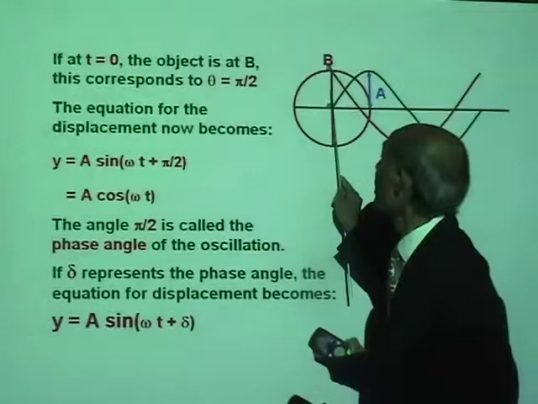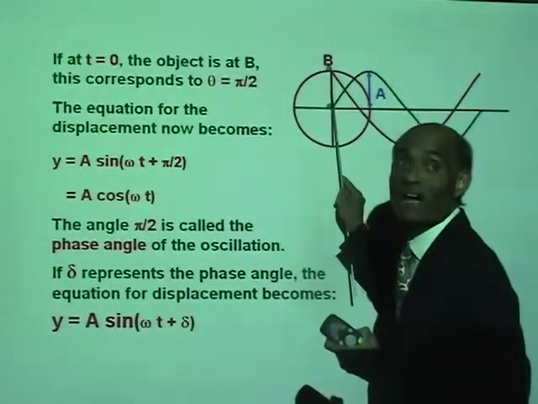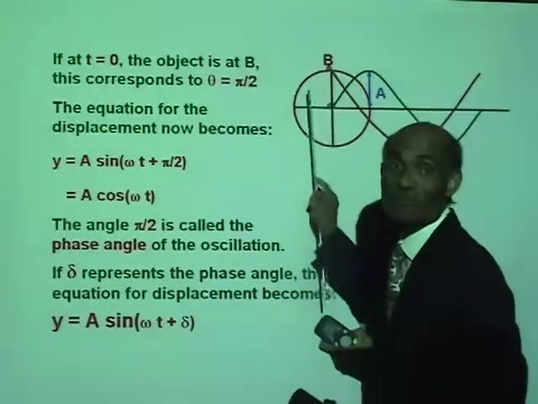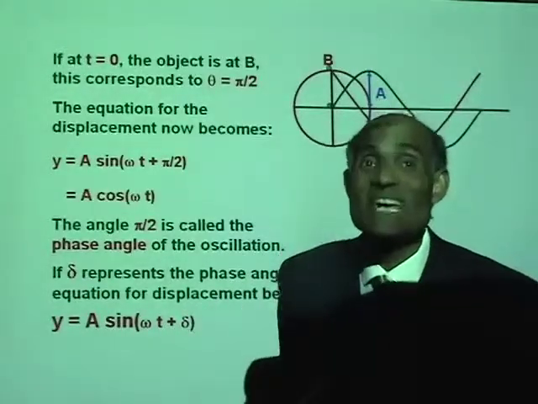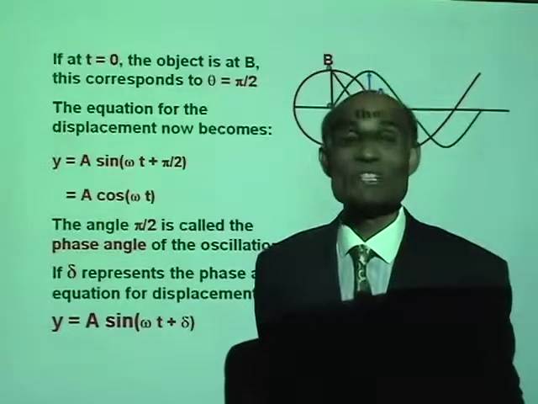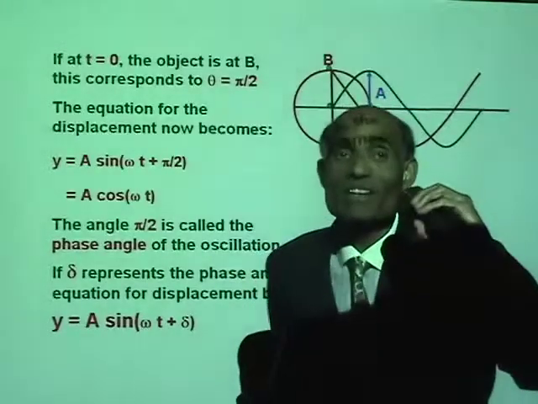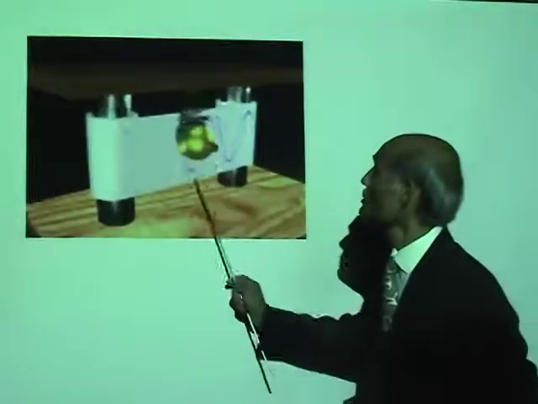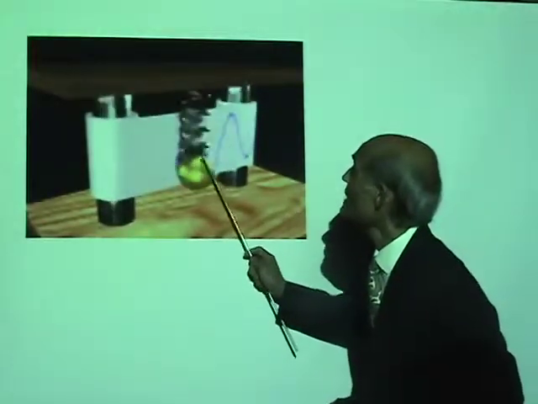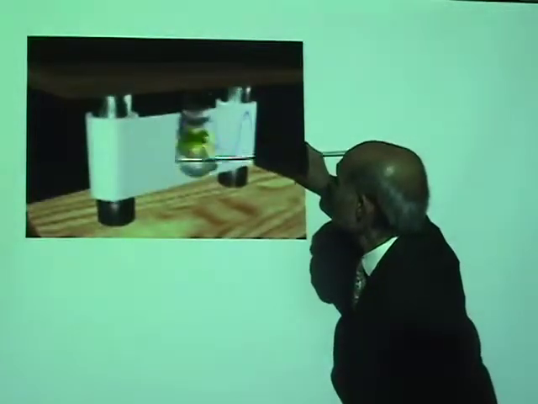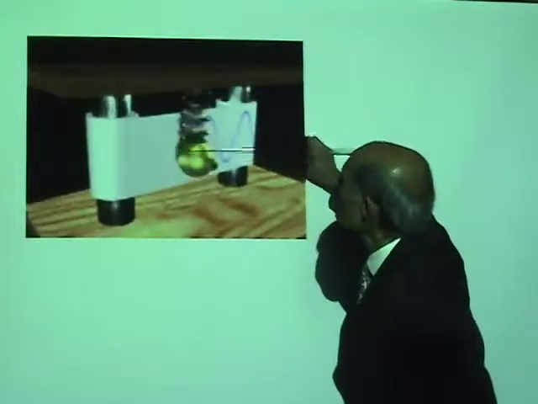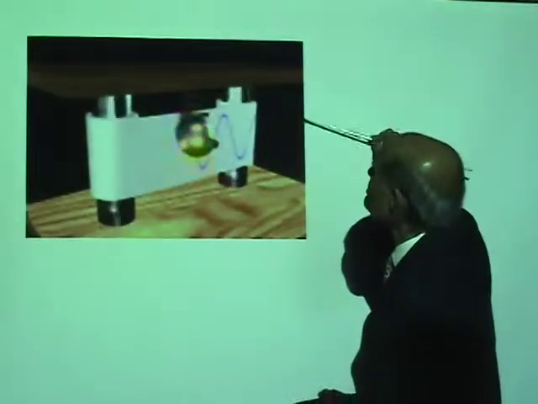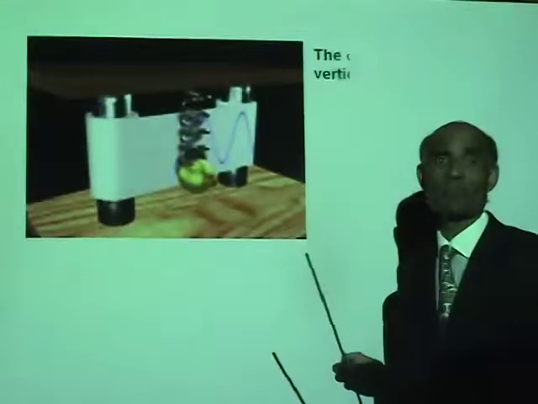When the oscillating object is here, delta has a value. So what does the value of delta really tell you about the state of oscillation? It tells you where exactly is the object when you start your clock. There you are. This is the oscillation, and when you start the clock, when the object is at the origin, the displacement will be a sine function. You can see it traces out that sine graph.